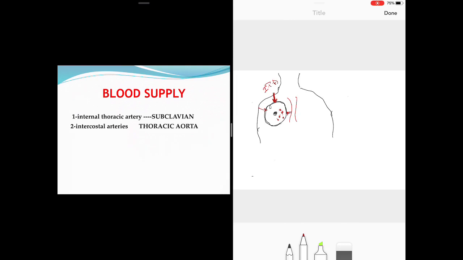They give perforating intercostal arteries. What next? The lateral thoracic artery, from the lateral. And then next, the thoracoacromial artery. These are both branches; the thoracoacromial artery comes from the axillary artery, and this is the axillary artery.